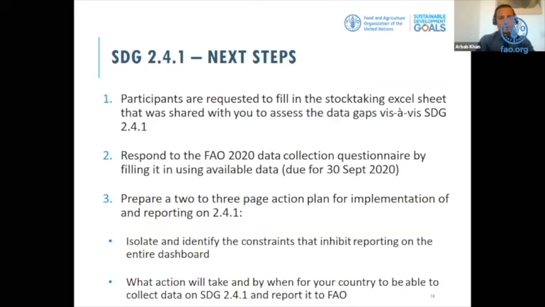Then the second point is that, as Stefania mentioned and I've been mentioning time and again, we sent you the FAO data collection questionnaire in August last month. We would like you to respond to that. Once you fill in the stock-taking exercise, filling in the data collection questionnaire is not going to be a big problem, because you will have all the data reflected here. And then we have given you all the methodology that you need to know about 2.4.1, which we explained to you over the course of 3 days, for you to fill in this questionnaire.